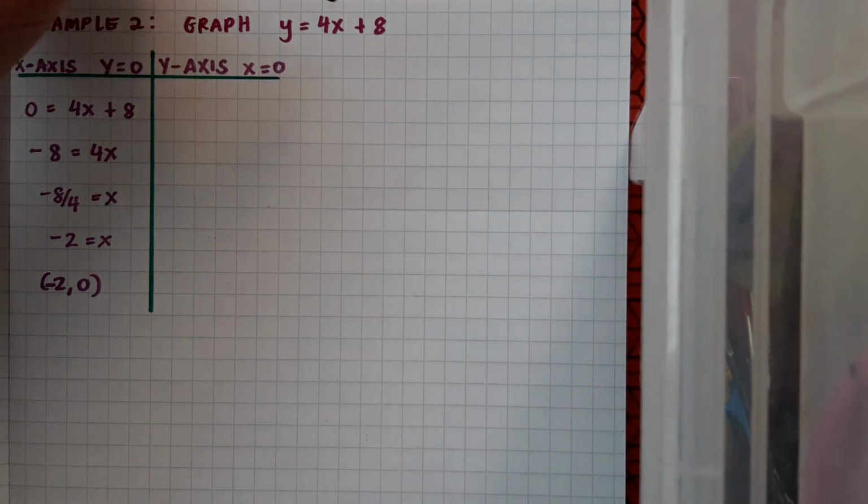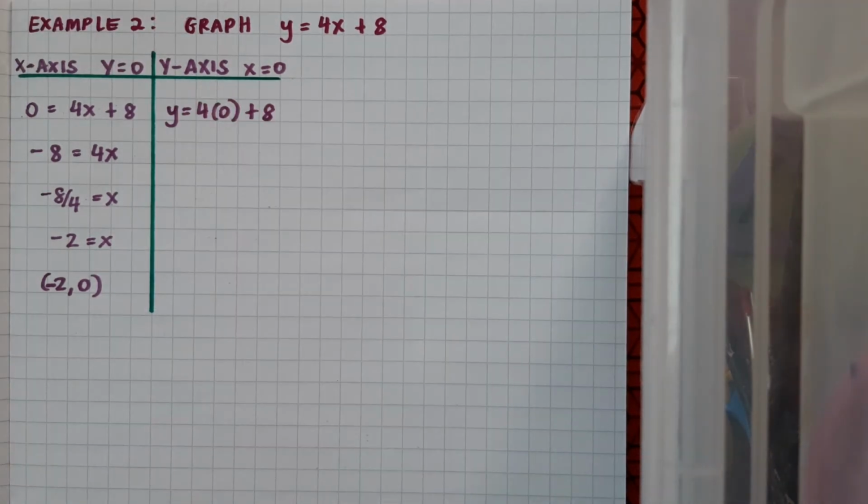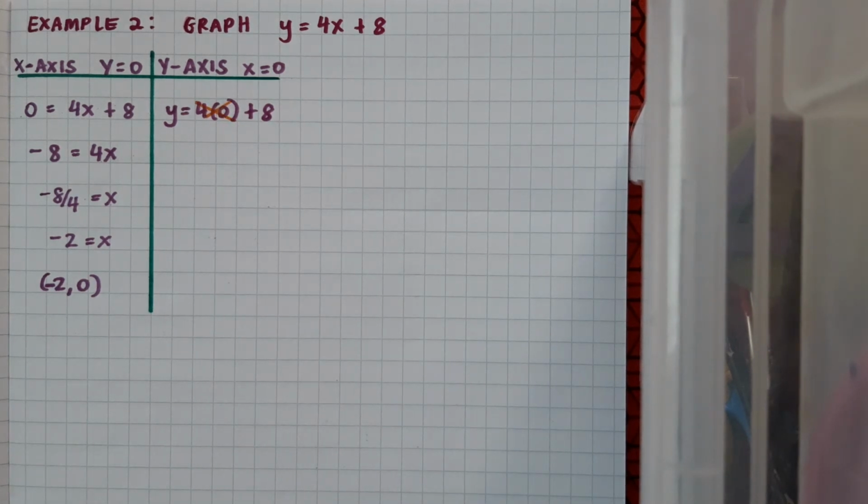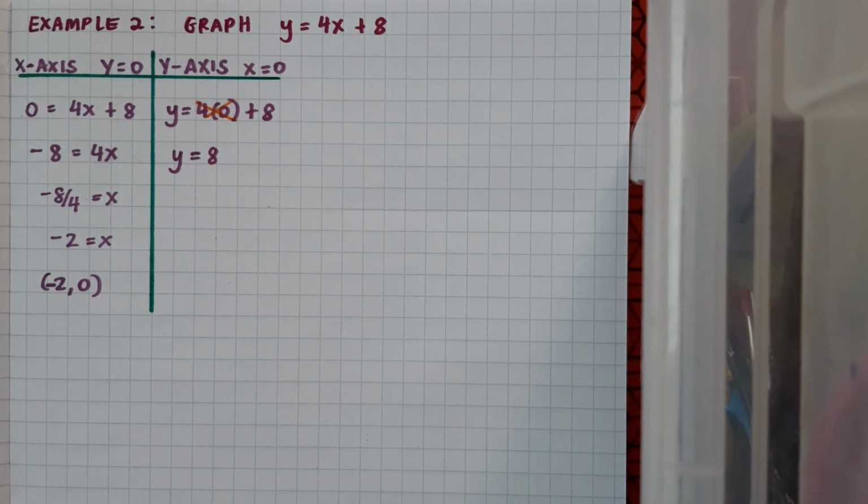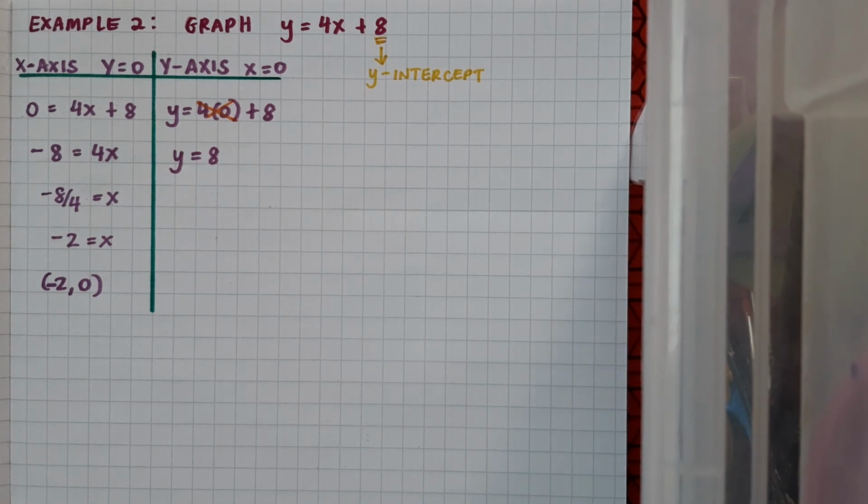So I'll replace my x with a 0. Just like in the previous examples, the 4 by 0 is just going to turn into nothing, so I can effectively just cross it out, and I get y equals 8. We're not surprised about that because, like I mentioned a moment ago, that piece of information jumps out of the equation at us. That number at the end, when it's written in the form y equals mx plus c, is of course going to be the y-intercept value.